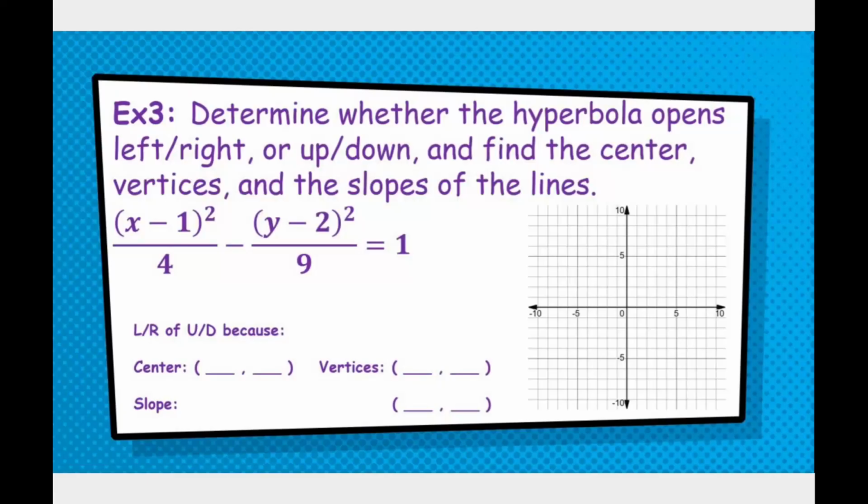Now I can look at this and answer the following questions. We can see clearly that x is written first, so this is going to be opening up left and right because x is first and positive.